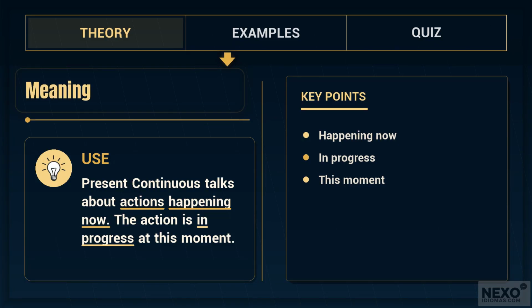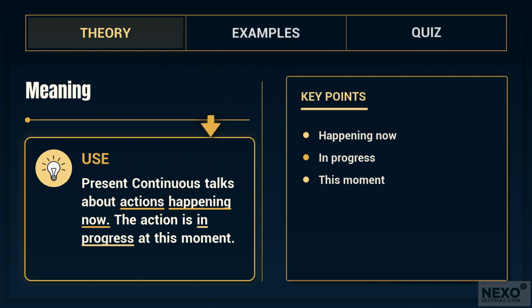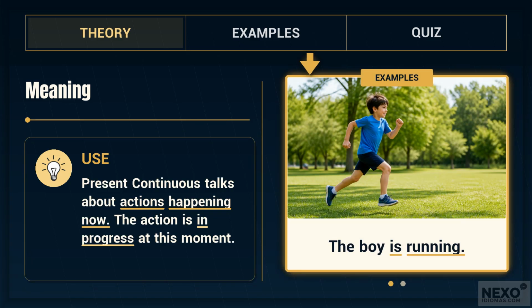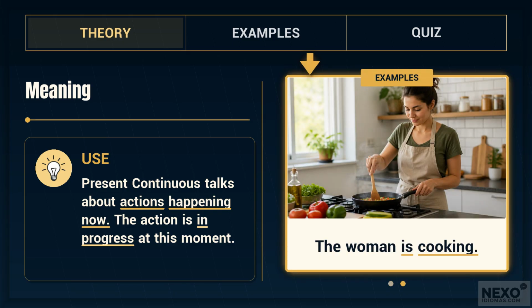Meaning. Present continuous talks about actions happening now. The action is in progress at this moment. Example. The boy is running. Example. The woman is cooking.